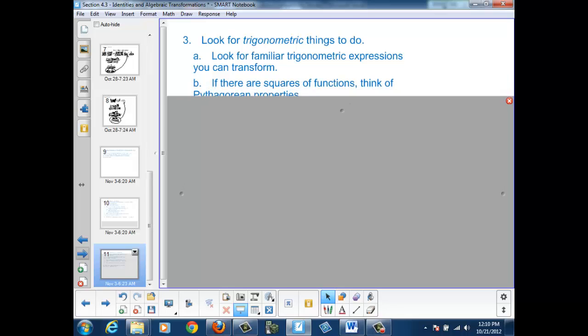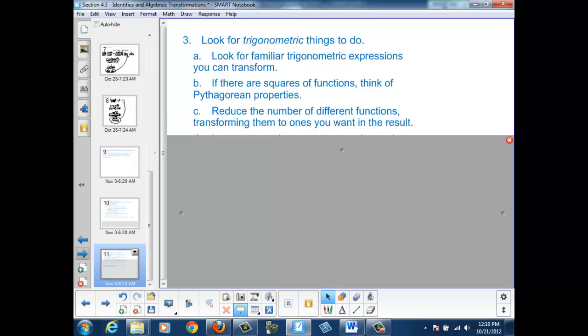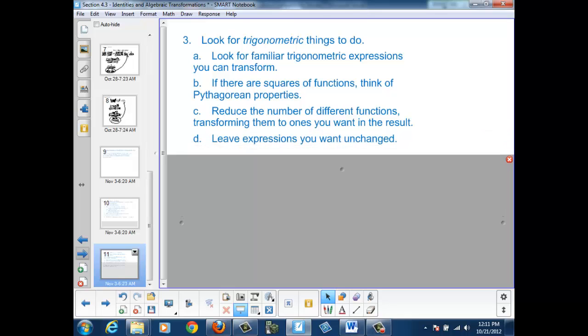If there are squares of functions, think of Pythagorean properties. If you see a cosine squared, think of 1 minus sine squared. If you see a secant squared, think of 1 plus tangent squared. Reduce the number of different functions, transforming them to ones you want in the result. This is my fallback strategy. When in doubt, transform everything to sine and cosine. Leave expressions you want unchanged. Don't mess with something if it's part of your goal.